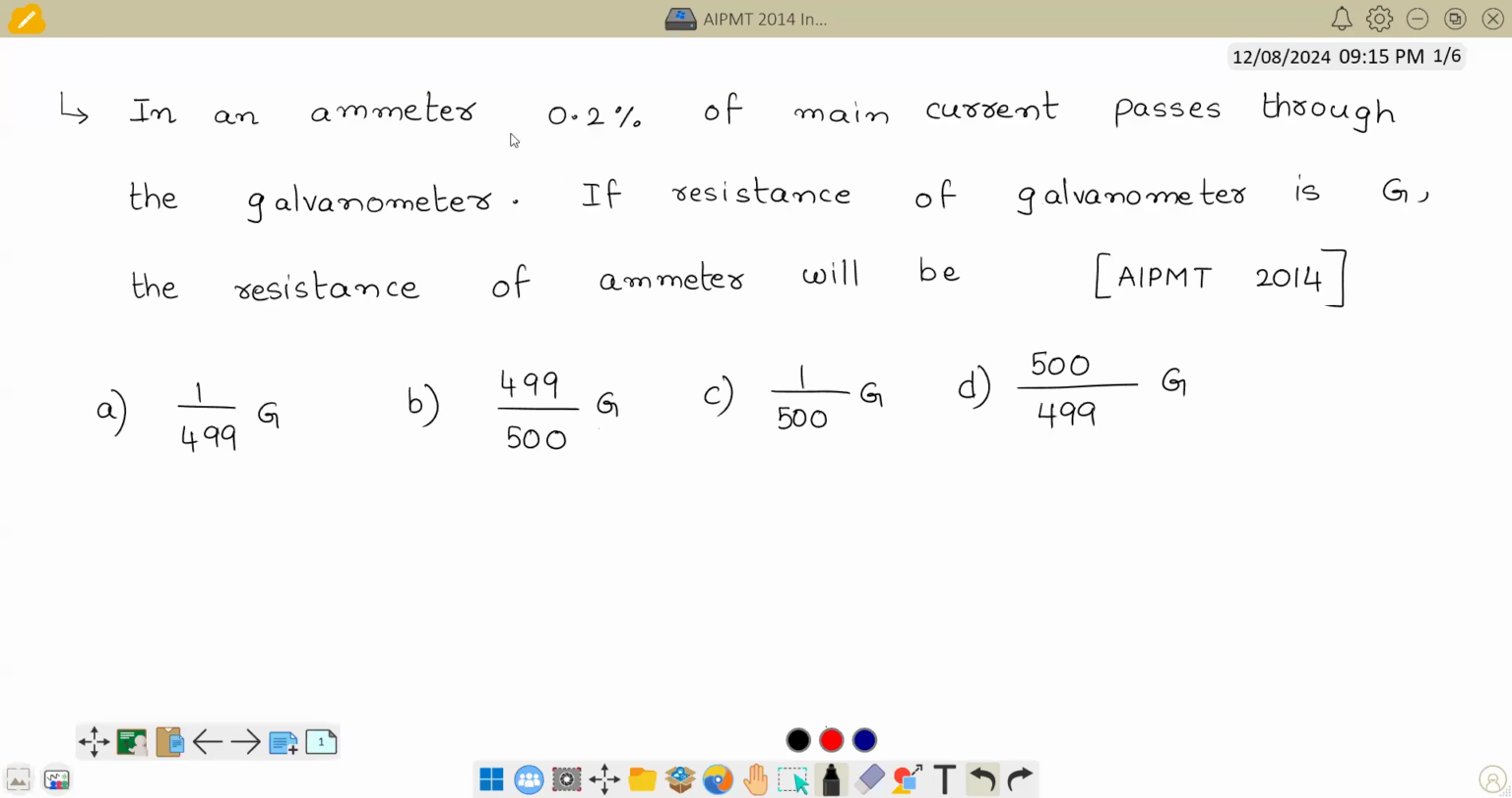Hello student, the question says in an ammeter, 0.2% of main current passes through the galvanometer. If resistance of galvanometer is G, the resistance of ammeter will be. So let us try to understand the concept in this problem first.